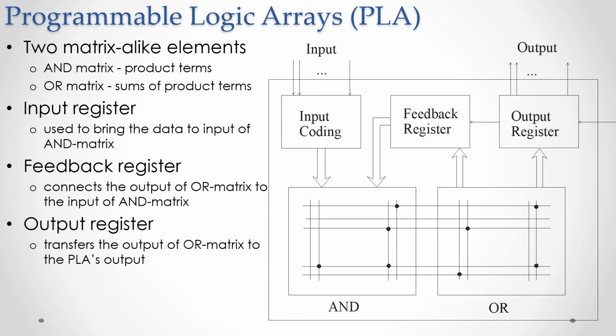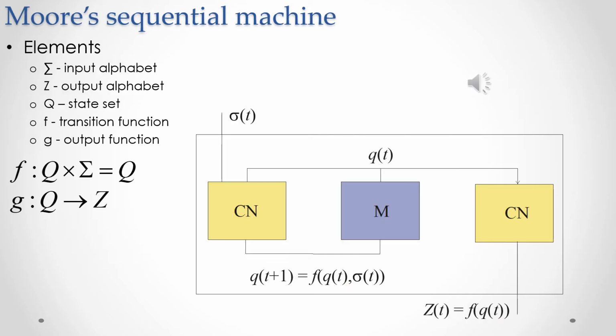Moreover, there are 3 register elements. The first one is the input register, which is used to bring the data to the input of the AND matrix. The second is the feedback register that connects the output of the OR matrix to the input of the AND matrix. And finally, the output register, which transfers the output of the OR matrix to the PLA's output. When it comes to Moore's sequential machine, it's actually a finite state automaton where the generated output only depends on the destination state during the transition.